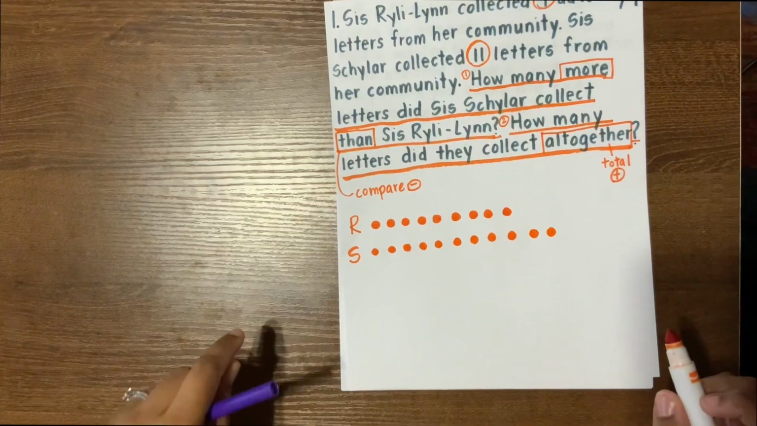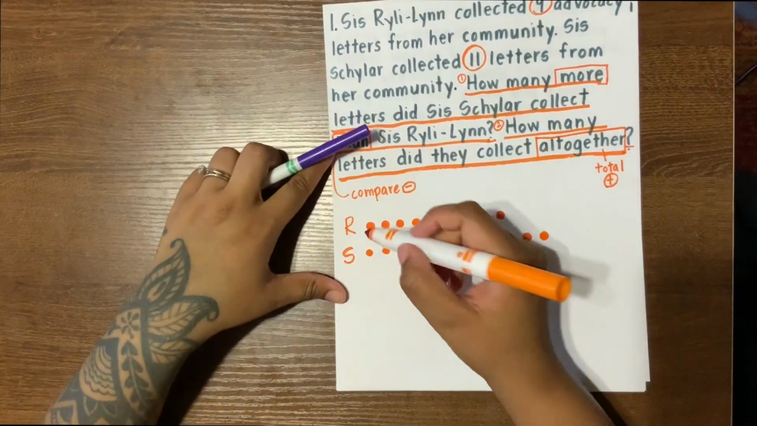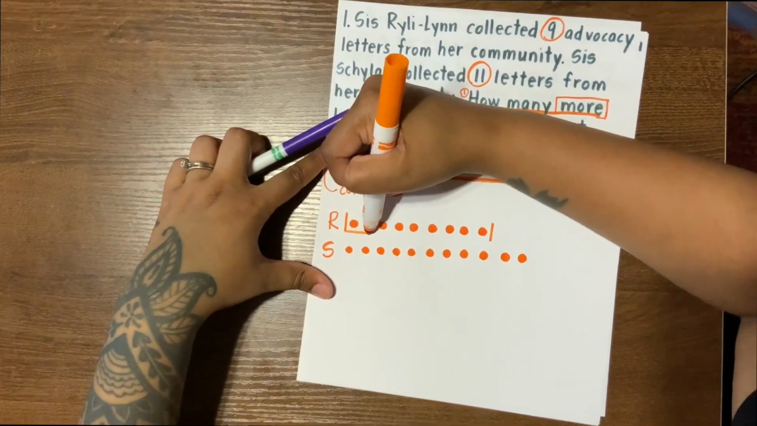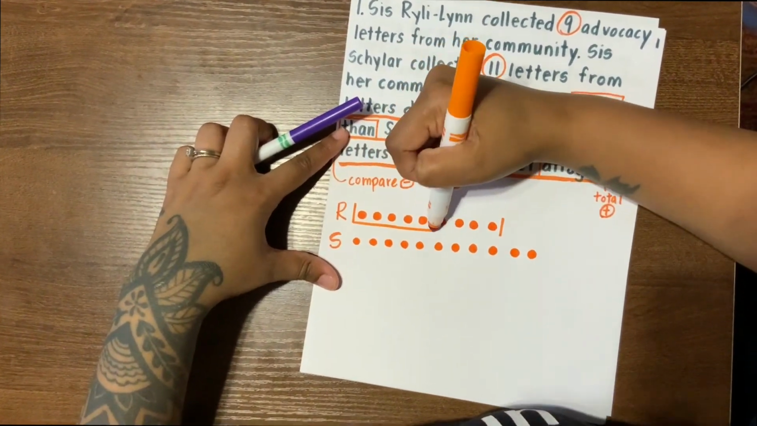To make these tapes comparable, I have to draw a rectangle around both of them. So I draw a rectangle around my first part.